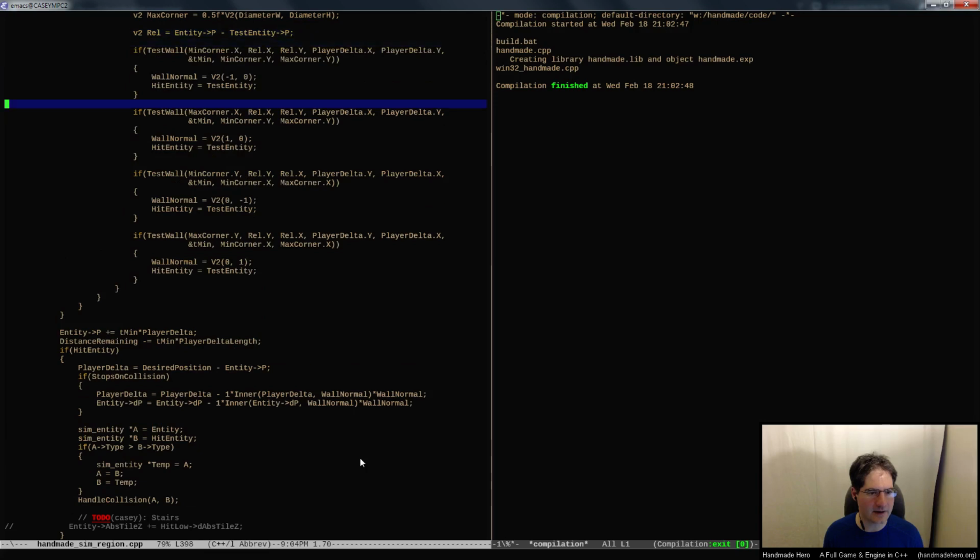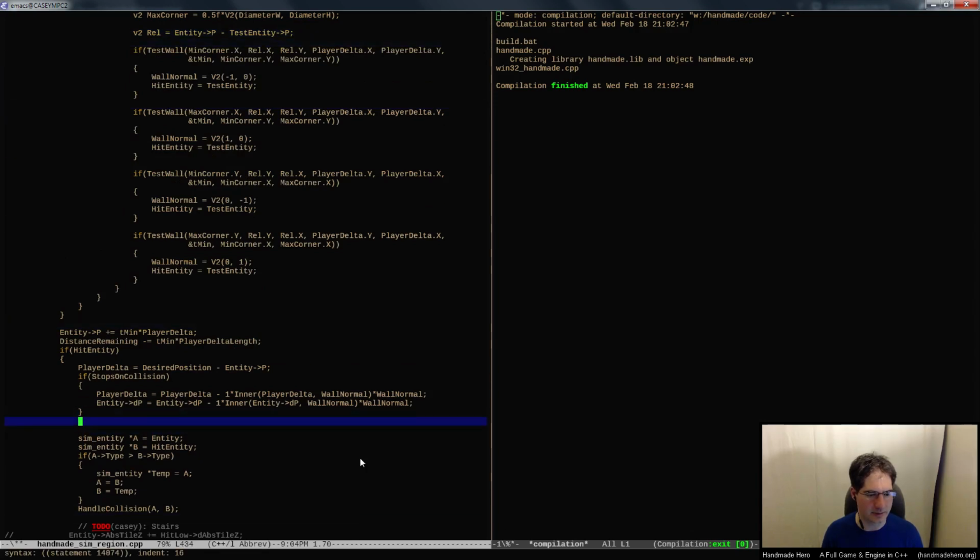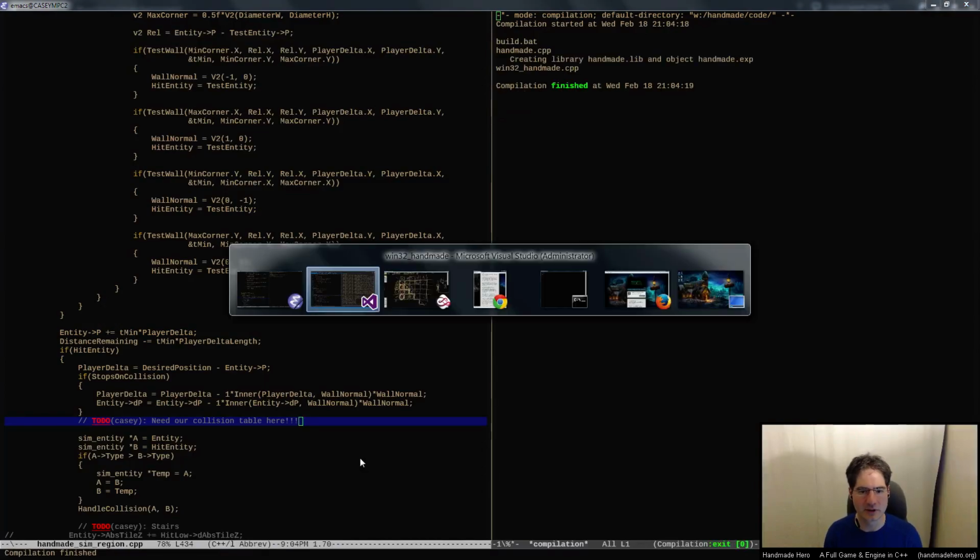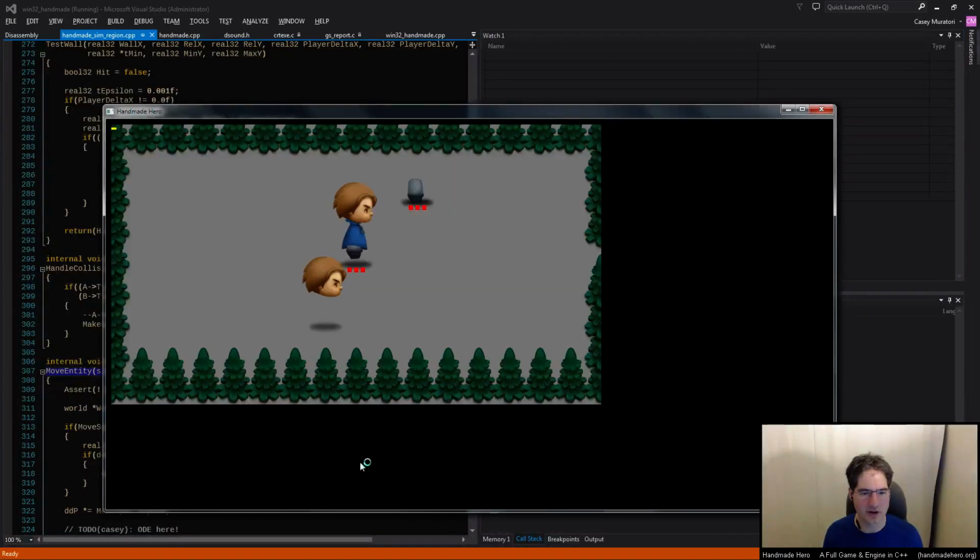And then we also will have to do a little bit in this particular case when things are supposed to keep going through. Need our collision table here, right? Our thing that says whether you've already collided with someone, because we talked about doing that, but we haven't done it yet. So let's just see if that works at all.